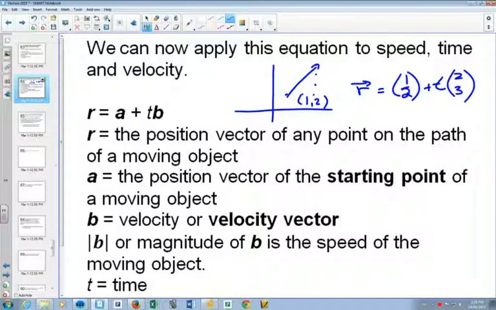Which would mean if time was in minutes, that would mean in 1 minute you went 2 units over and 3 units up. And if you figured out the length that you went, a squared plus b squared equals c squared, root 13, that would be the speed that you're going, because that's how much you've traveled in 1 minute. Or if time is in hours, how much you've traveled in 1 hour. So whatever the length of your velocity vector is, that'll give you the speed that you're traveling in. And we can figure it out from there.